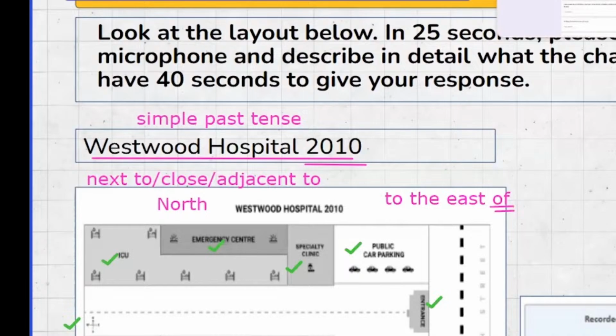The map illustrates the design of Westwood Hospital in 2010. There was a huge ICU, next to which was the emergency center. The department close to the emergency center was the specialty clinic, and there was a huge public car parking area. All these were in the north of the hospital, while in the south, there was a cancer center, surgery, and waiting room. There was also this reception, cafeteria, and the park. Overall, the hospital had all the major departments to accommodate patients.